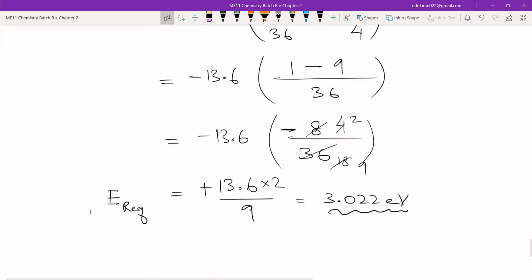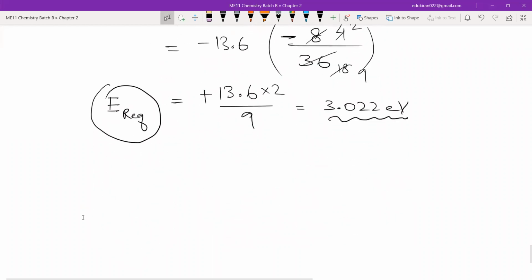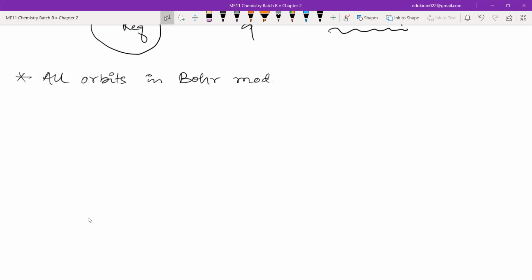Please listen. Now, this is very crucial. We have got the energies, and we have seen that all the orbits in the Bohr model can be associated with some energy.